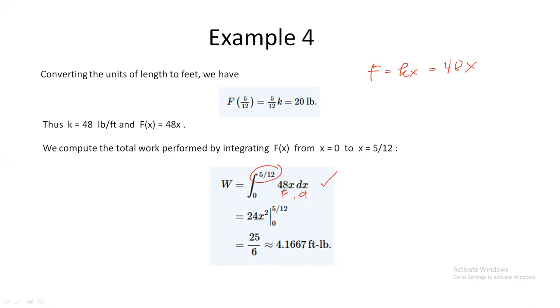If you just substitute the values of the limits after you have done your integration here, which is 24x squared, you will have the answer 4.1667 foot-pound force. So very simple, a lot simpler than the previous problems on work, because the key for any spring work is in determining first the K. How do we determine the K? Based on the condition that is given in the problem. So we're able to get the 48 from the condition given already in the previous slide.